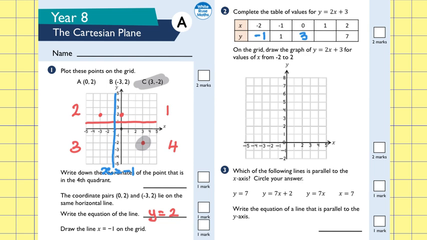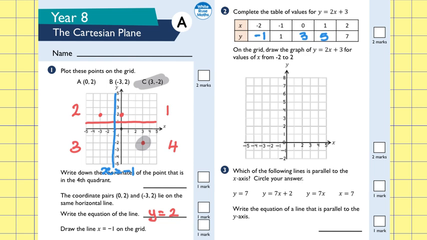And if you can see now, there's a pattern emerging. They're going up 2 each time. So the next one will be 5. Let's just check. 2 times 1 is 2, plus 3 is 5.